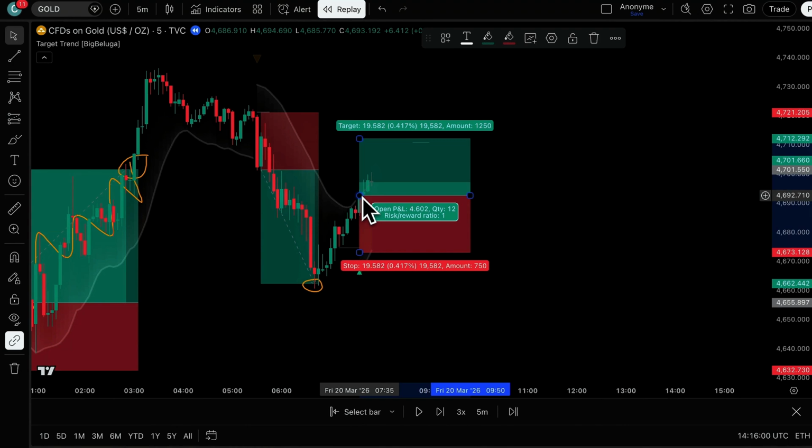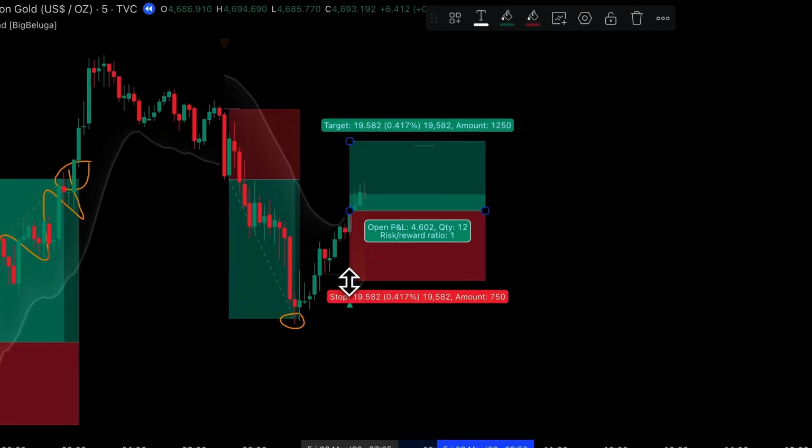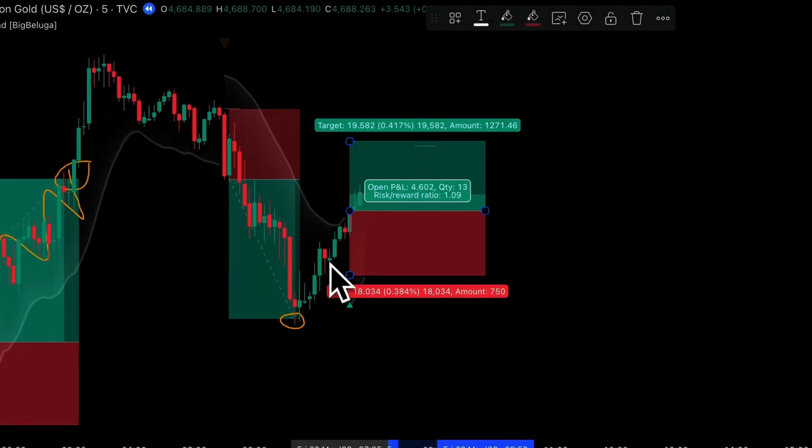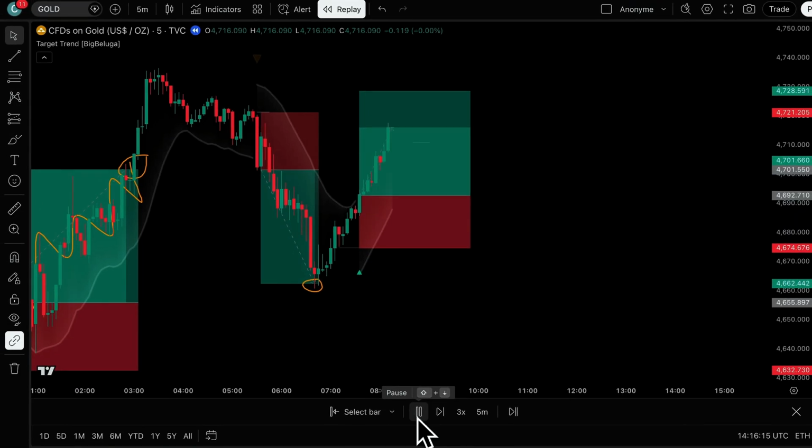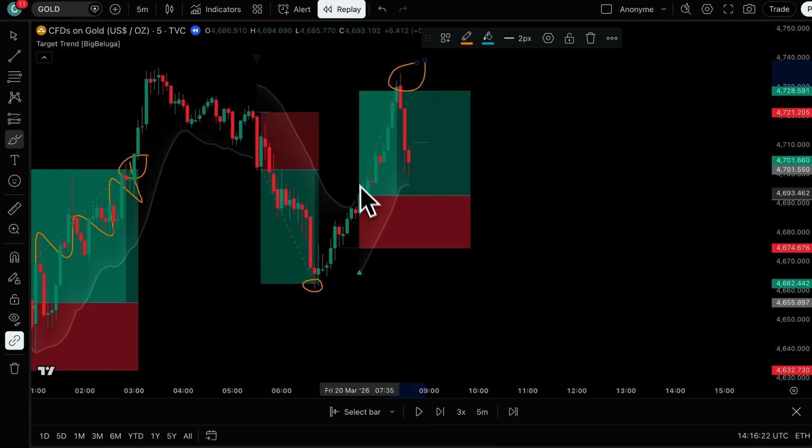The buy price is at the close of the 5-minute signal candle. The stop loss in this zone, just below the wicks, and we look for a 2x risk reward. Patience until the target or the stop loss. You can see that the target was hit very quickly in a straight line.